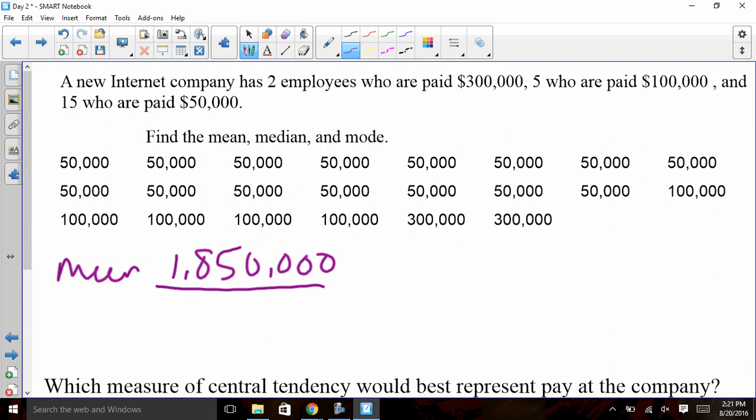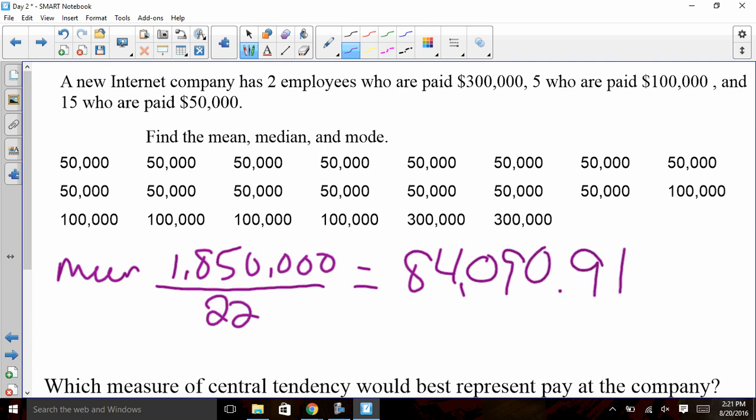Okay, well, how many data points do we have? Instead of counting them all up, just go ahead and grab your calculator. You had 15 50,000s plus 5 100,000s and 2 more 300,000s, which gives us a value of 22. So when I go ahead and divide that up, I come up with $84,091.